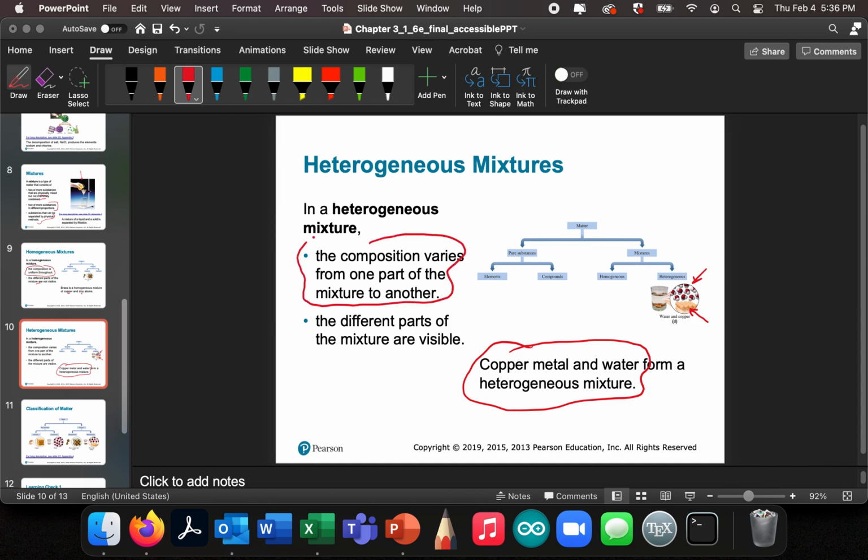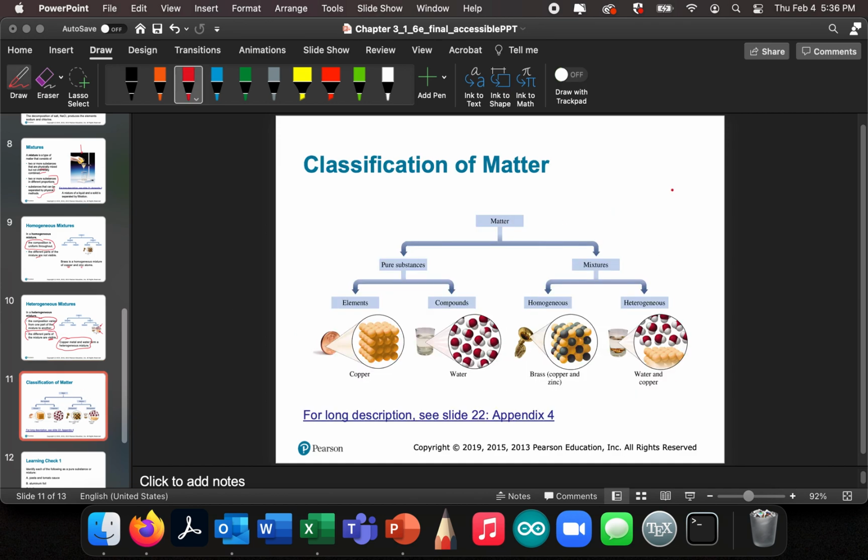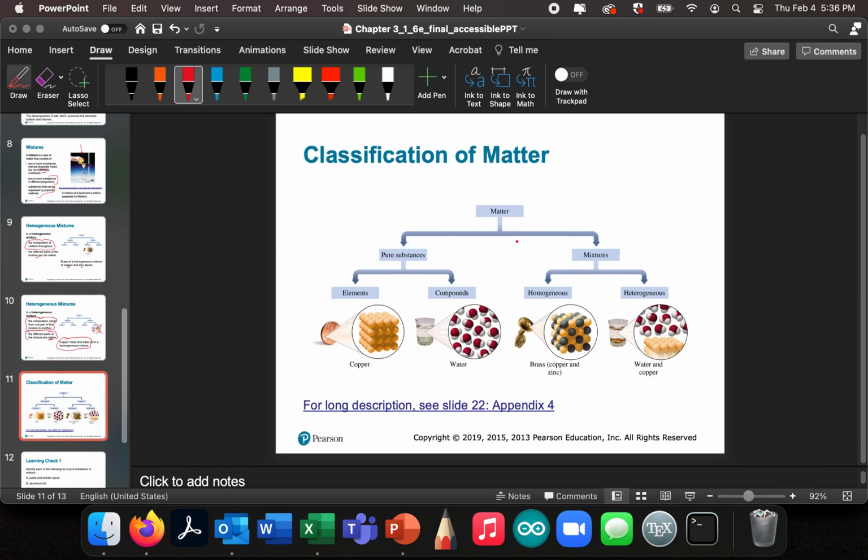So if you take 1 teaspoon of sandy water, and then you take another teaspoon of sandy water, you might not have the same kind of sand in each teaspoon, right? And it turns out that in heterogeneous mixtures, the different parts of the mixture are visible, okay? So that's the classification of matter. Let's just go back over this again, and then we'll do a learning check.